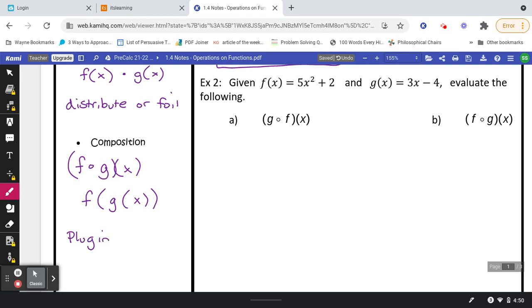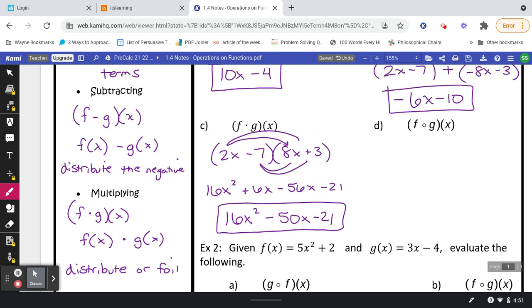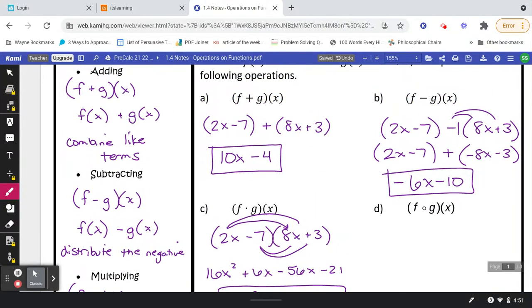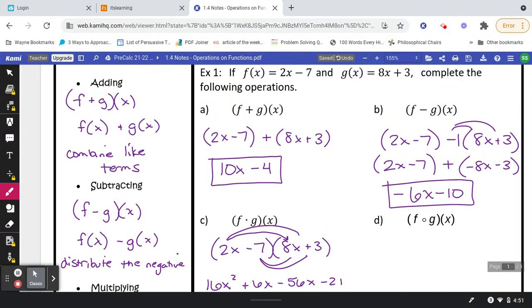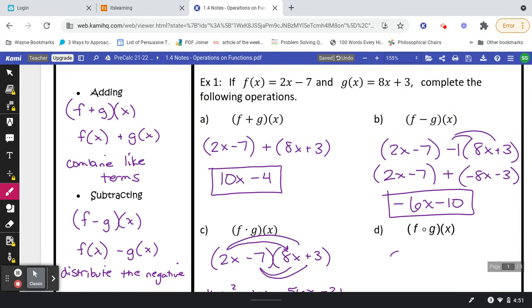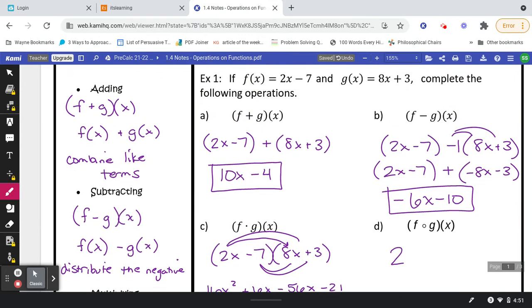So we plug in one function to the other. For this one, we're going to start by writing the f function, because f comes first. That's going to be the one on the outside. And the g is going to be the one that we're going to substitute in.